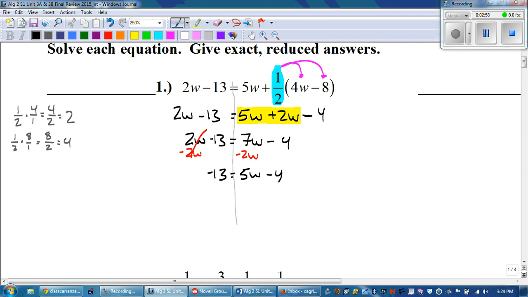And guys, from here, it should be smooth sailing. Okay? From here, all we do is follow the rules of SADMAP. Okay? I'm going to cancel my subtraction with addition. And I get -13 plus 4 is -9. And the last thing to do would be divide by 5. So we get -9/5 equals W. You always want to check, can I reduce that? And we can. So our answer is -9/5.